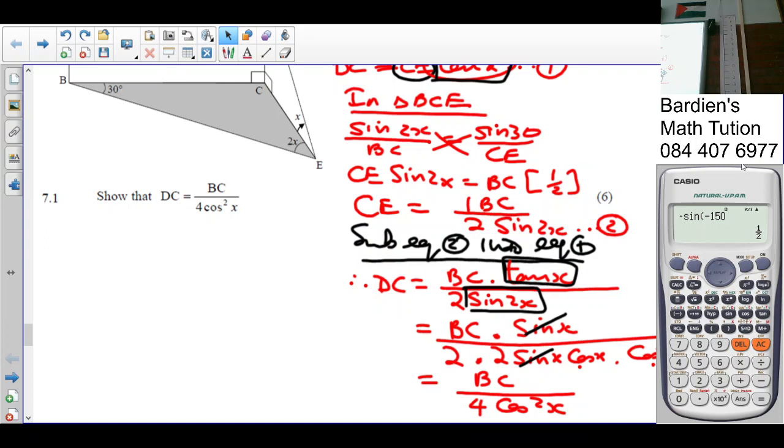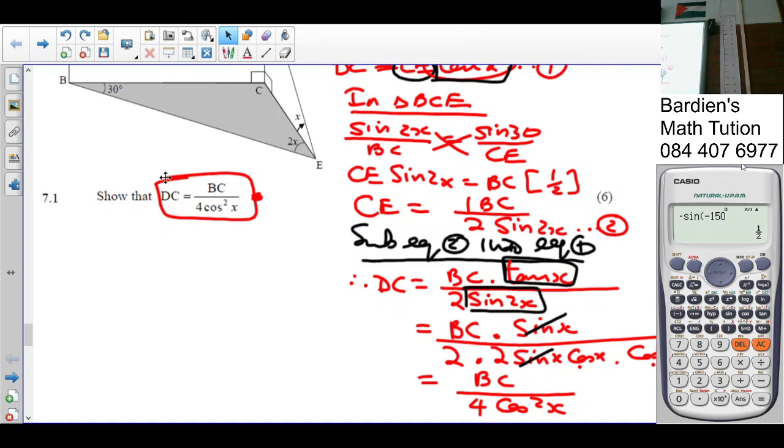Very important to note at this point is that this is a show that question, so do not write that down or use that in pursuit of proving it. As you could see, what I did in this example is I've proven it. I've ended off with what we were required to show.